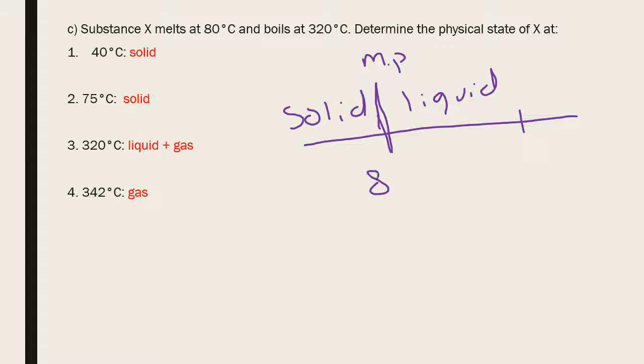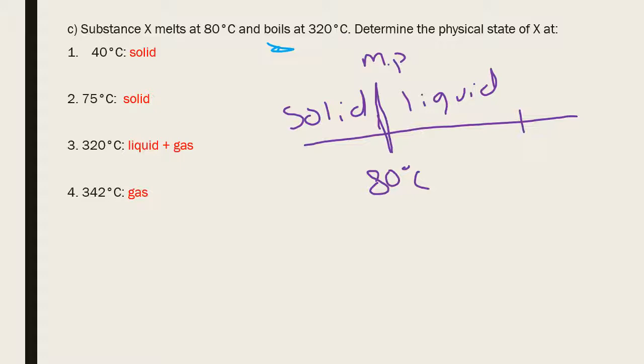It's at 80 degrees. What does that mean? Anything before 80 degrees is solid. Anything after 80 degrees is liquid. Then we say the word boils. What does boiling mean? It goes from liquid to gas.